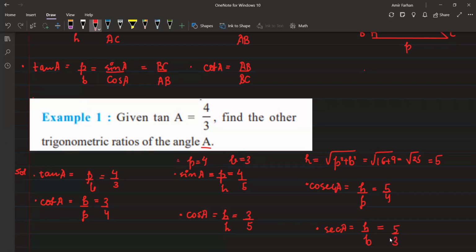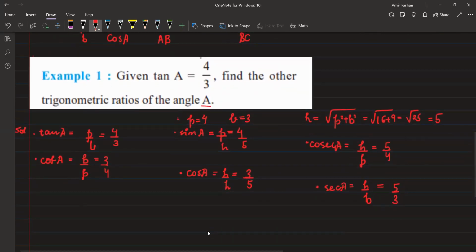Please respond to me. Is it clear to you? Yes or no? Any doubt? So that is how you will calculate the other trigonometric ratios. Clear right now?